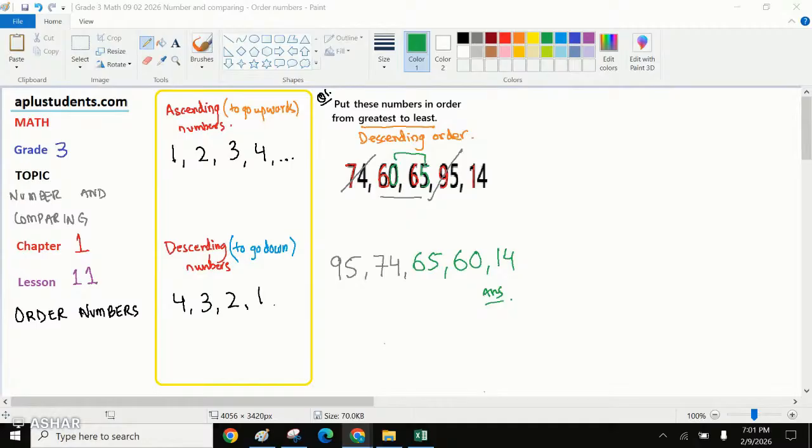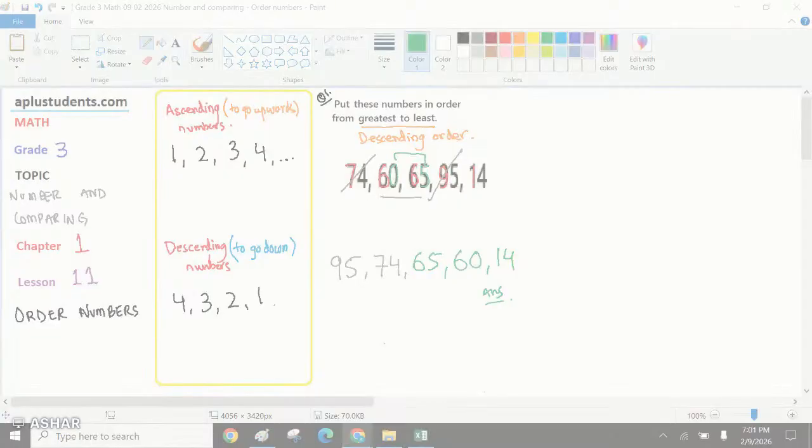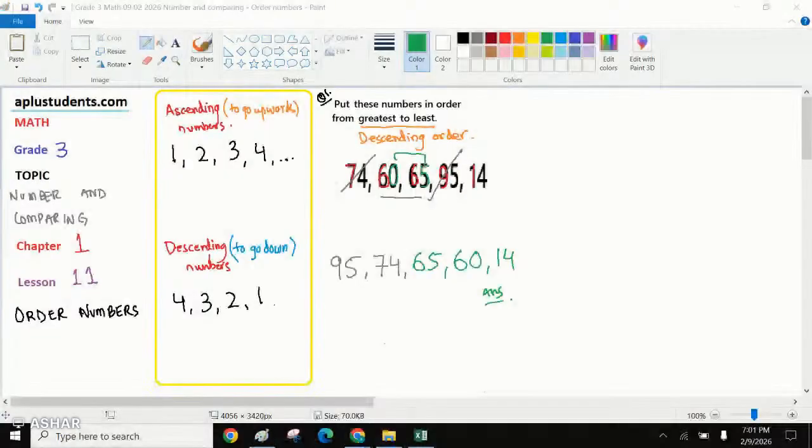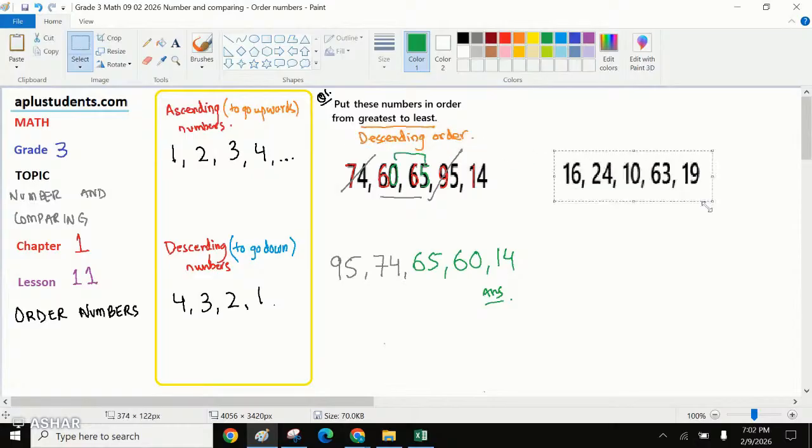The next question says, arrange these numbers in the order from the greatest number to the smallest number. Okay, if these are the numbers given to us for question number 2, we need to arrange them in descending order.